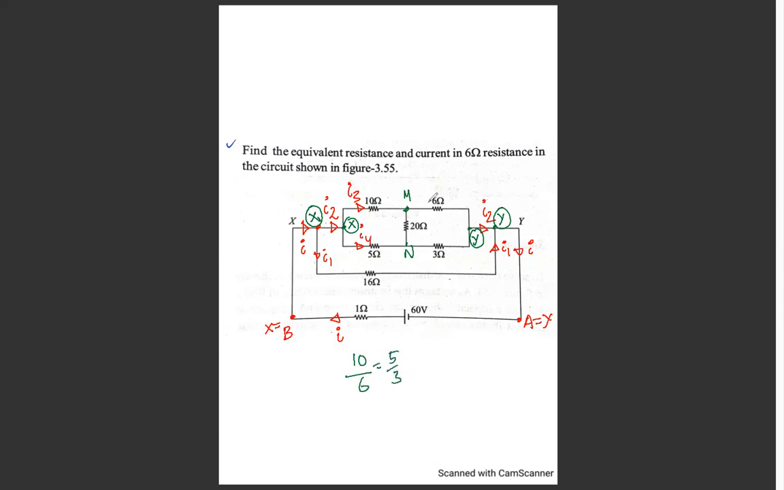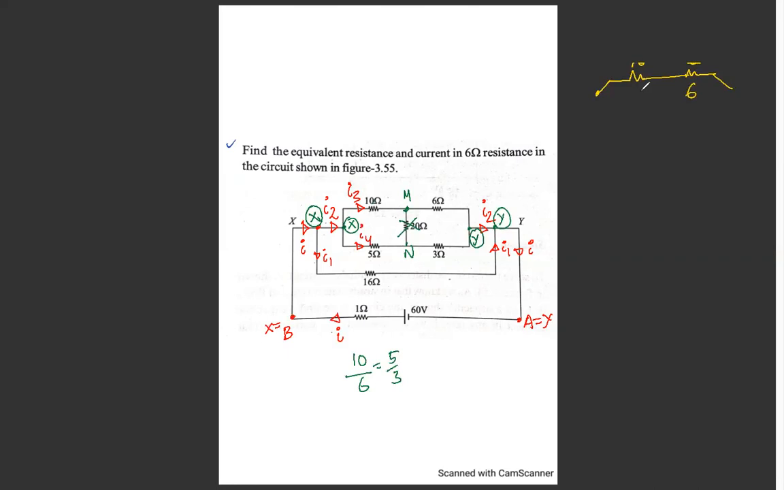So this divided by this, the ratios are equal. So the 20 ohm is completely removed from the picture. The equivalent circuit can be easily drawn in this manner, like 10 ohm, and 10 and 6 are in series.